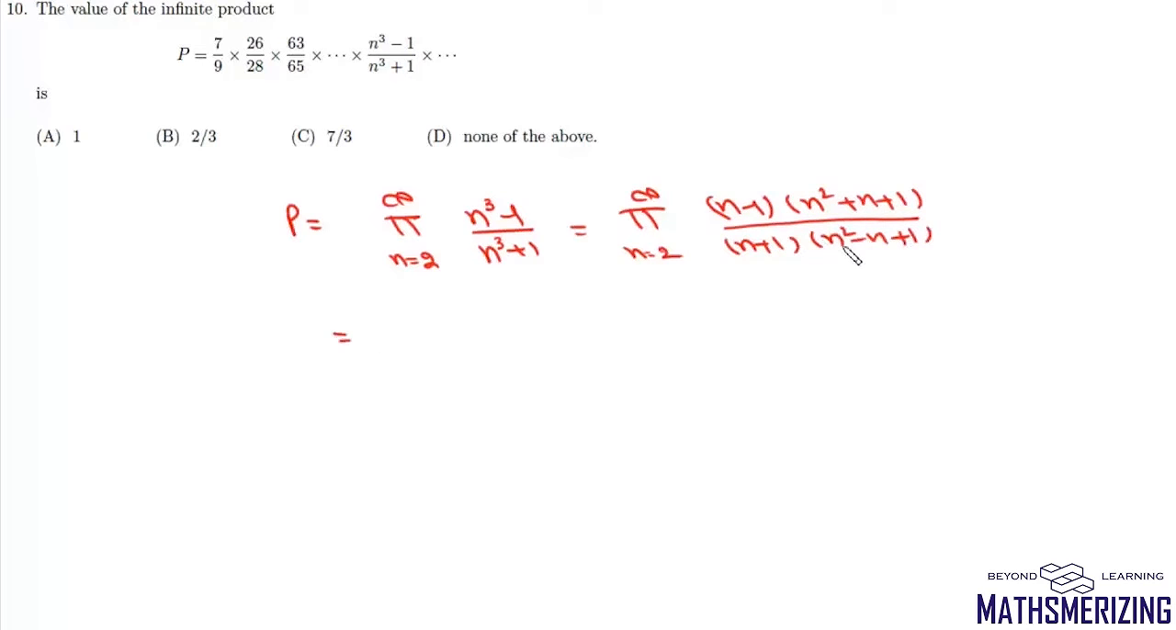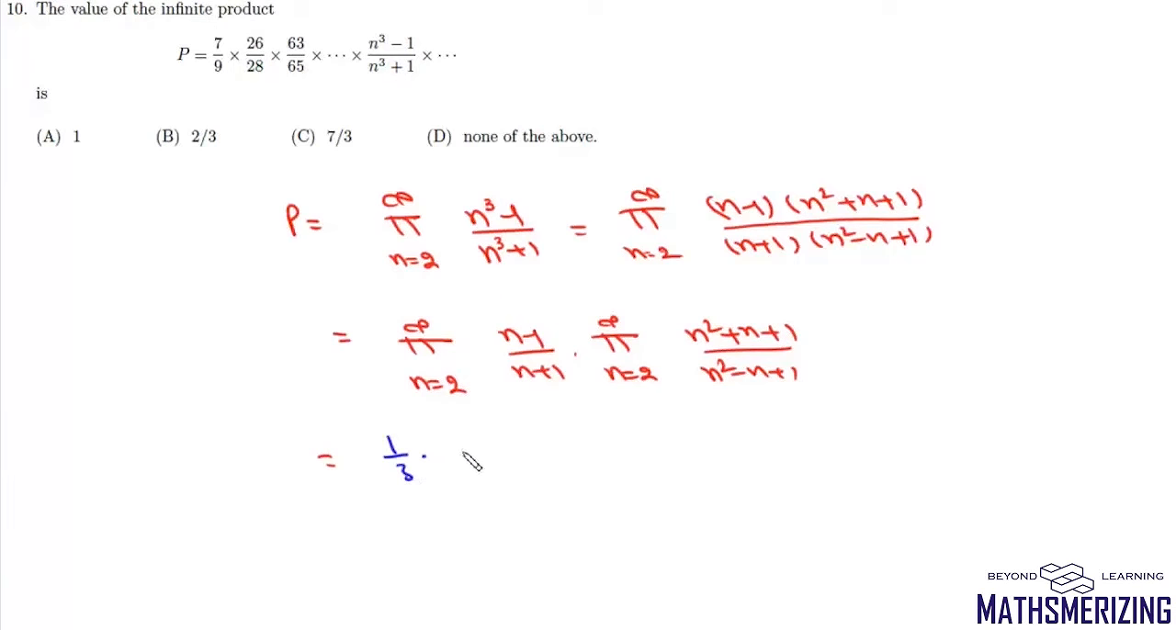So what we'll do is we'll split this product in two parts. So first one will be n varies from 2 to infinity, (n minus 1) upon (n plus 1), and then this product, which is n varies from 2 to infinity, (n square plus n plus 1) upon (n square minus n plus 1). Now in the first product, if we put the value of n as 2, we'll get 1 upon 3, and then it'll be 2 upon 4, 3 upon 5, 4 upon 6, and will continue. And the same way here we'll get 4 plus 2, 6, and this is 7. And this is 4 minus 2, 2 plus 1, 3.